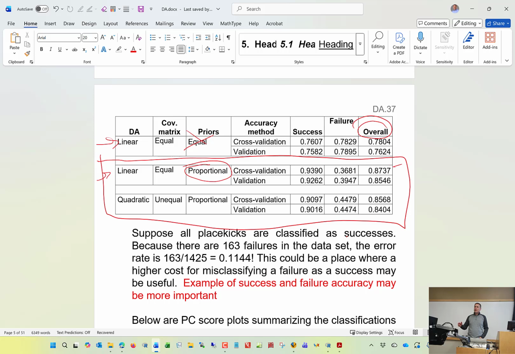But hopefully in the back of your mind, maybe you're thinking about other situations where, let's say we're using discriminant analysis to predict, does someone live or does someone die? And maybe you have a clinical trial where you're testing a new drug. Well, then one of these accuracy values is probably going to be a lot more important to you at that stage.